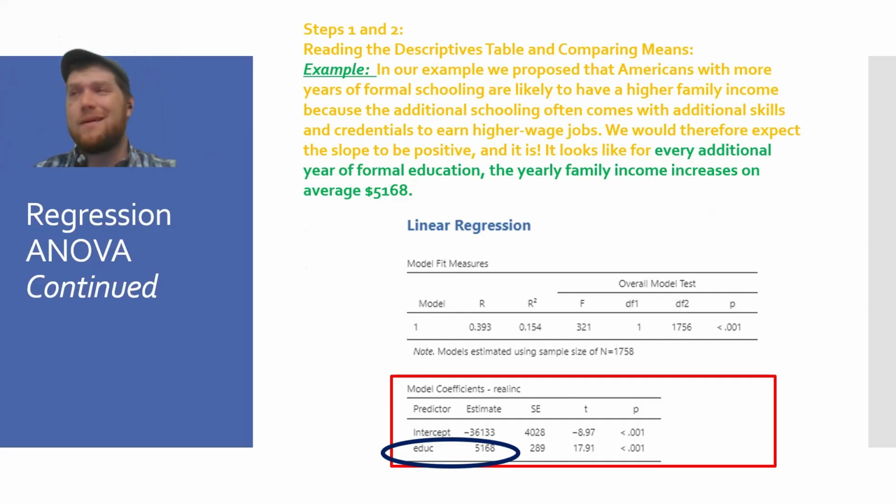And in fact, our hypotheses click into place. We are good. Now I'm going to interpret that slope, and it looks like for every additional year of formal education, the yearly family income increases on average by $5,168. Cool.